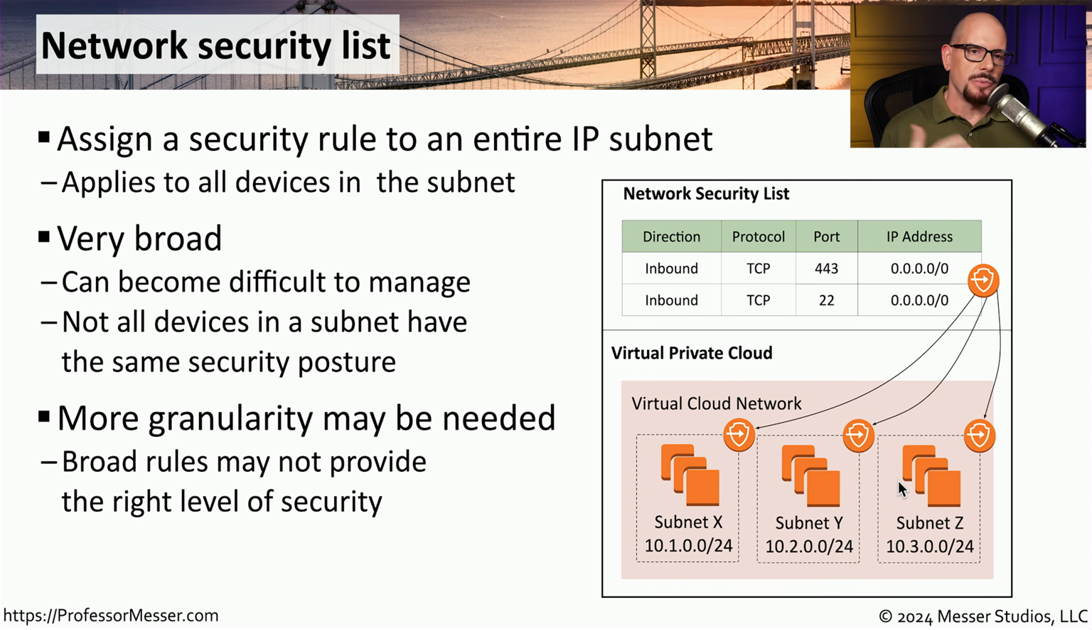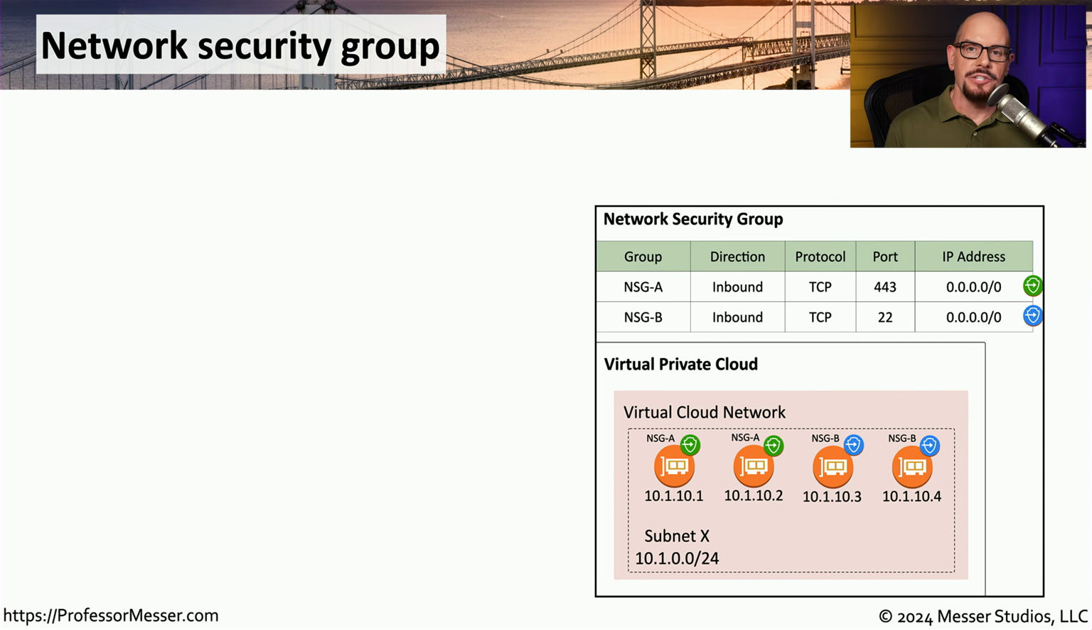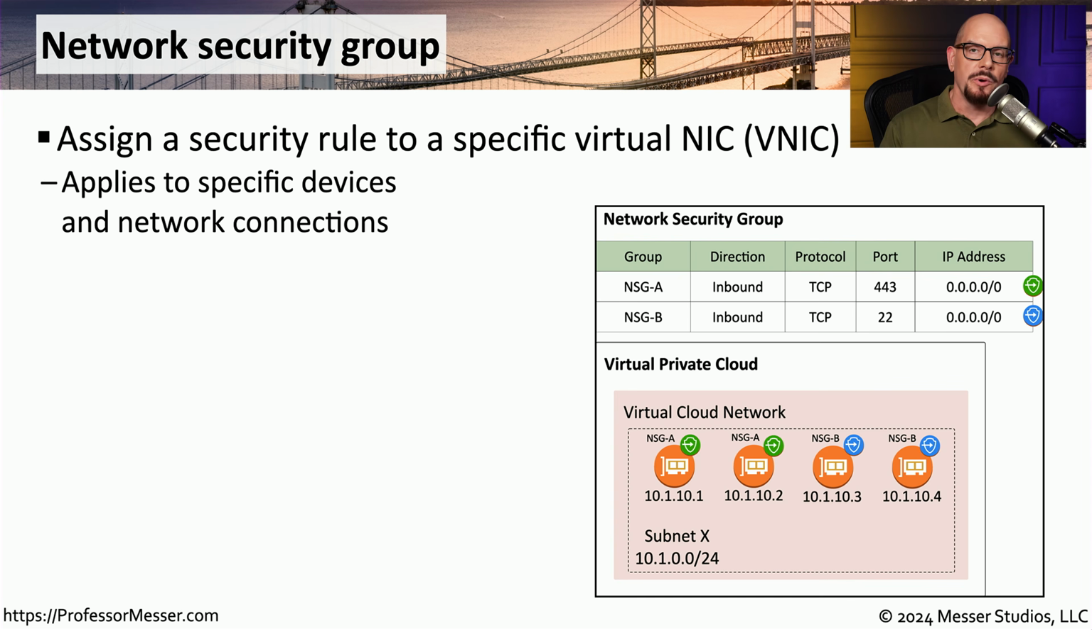One of the challenges with these network security lists is that they don't provide a lot of granularity. When you configure a network security list, it's automatically assigned to all of your virtual cloud networks, even if you don't need that particular rule in that cloud network, and even if you need additional rules for one of the individual cloud networks. Fortunately, there are ways to add additional granularity using a network security group. With a network security group, I can assign rules to individual virtual network interface cards, or VNICs.